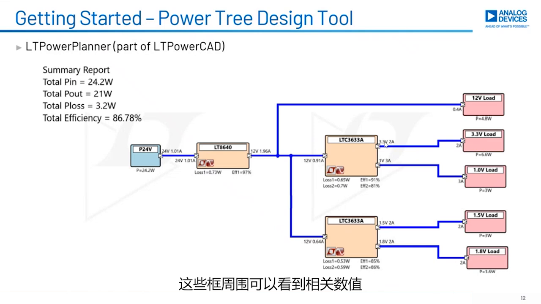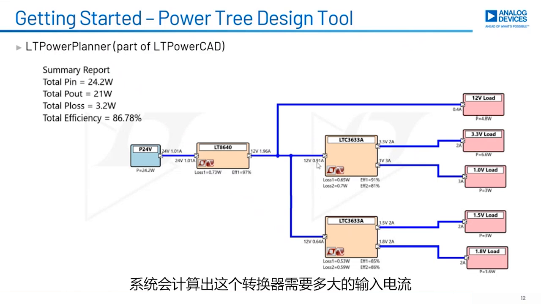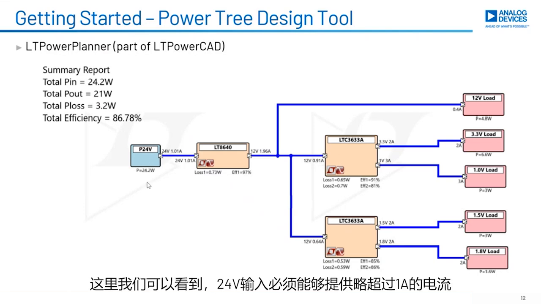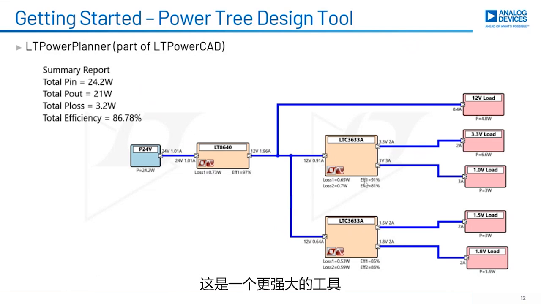And you can see the numbers that are shown around these boxes. You can enter in the efficiency for each power converter, and the system calculates what's the input current that this converter needs in order to develop these two output rails. And then you can walk that back all the way to the input. And so here we can see that the 24-volt input has to be able to deliver a little over an amp of current.